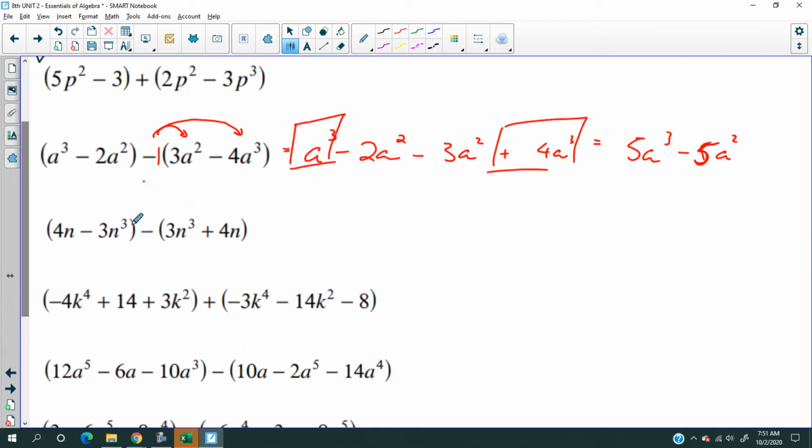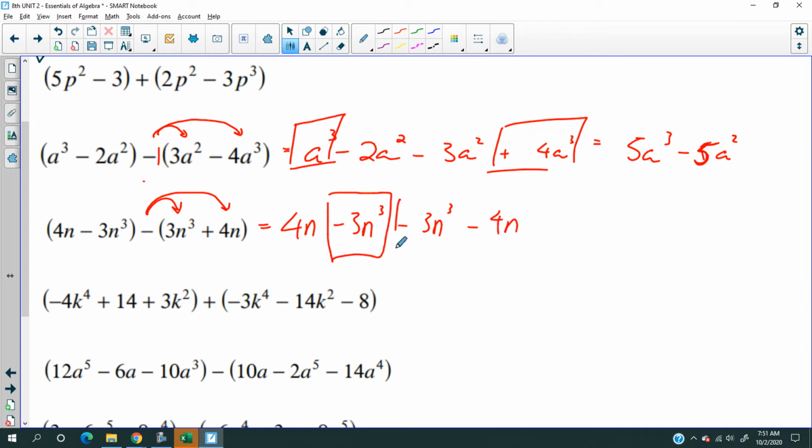Let me show you this one more time, and then I'll let you practice. Here we're going to again distribute. If you don't want to write the 1, you don't have to. I'm just going to rewrite the whole thing: 4n minus 3n to the third minus 3n to the third minus 4n. Let's see who's in the same family. So this one, and then you've got these two. That gives -6n to the third. Now, 4n minus 4n is 0, so that's it.